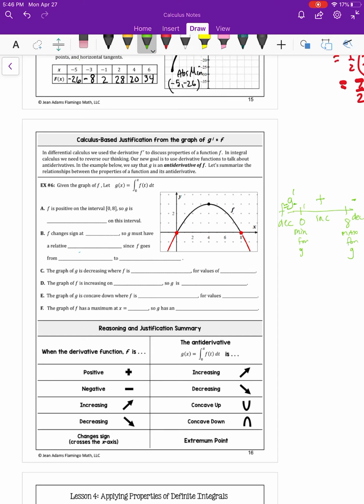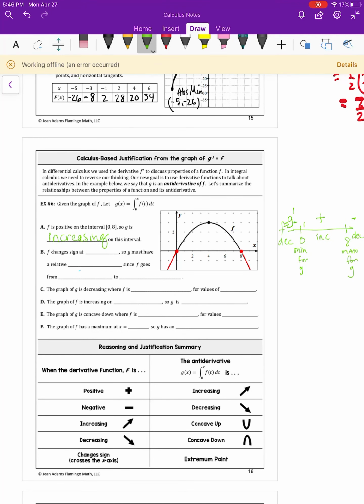So f is positive on the interval from 0 to 8, so g is increasing on that interval. f changes sign at, well, I think that they are only going to talk about this 8. So let's just say f changes sign at x equals 8. So g must have a relative maximum at 8, since f goes from positive to negative at x equals 8.